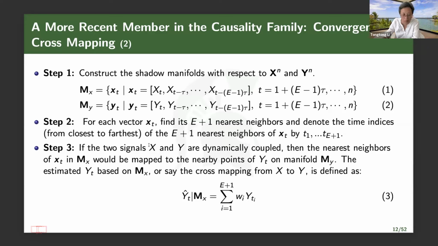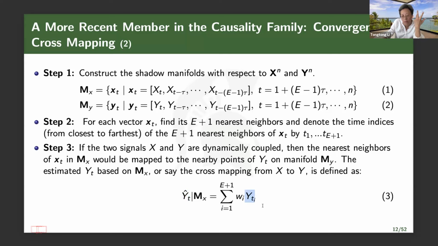So basically, instead of considering the causality between x_n and y_n directly, we first construct the high dimensional space and then start from there. And so we could estimate the current value of y, we call y_t, from its nearest neighbors.